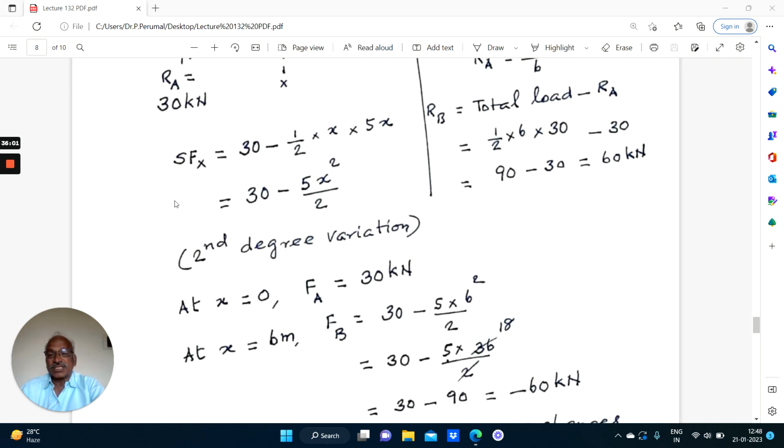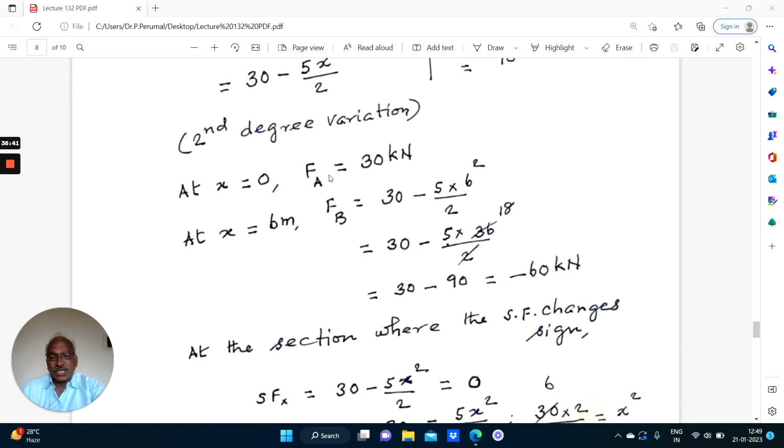Right. Now, in this equation, substituting x equal to 0, we get the value of shear force at the point A: FA equal to 30 kilonewton. Substituting x equal to 6 meters, the shear force equals 30 minus 5 by 2 into 6 square. 5 by 2 into 6 square is 90, so the shear force equals minus 60. So it varies from plus 30 to minus 60. Somewhere it will change the sign from positive to negative. Right. Now, the variation is second degree.